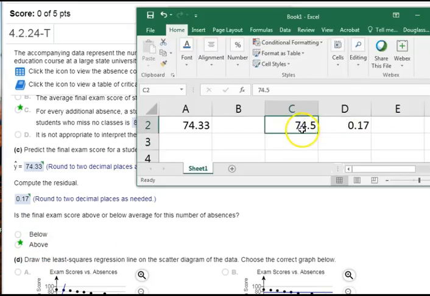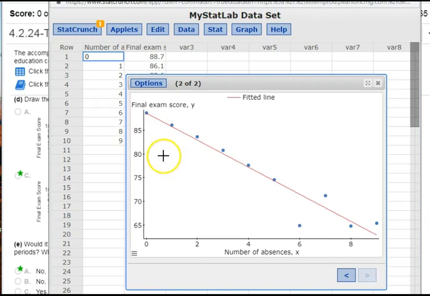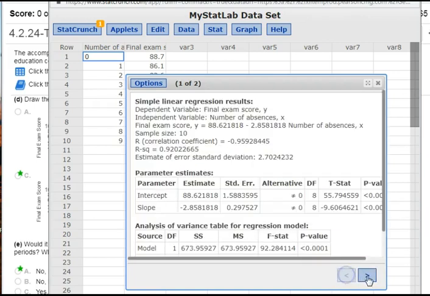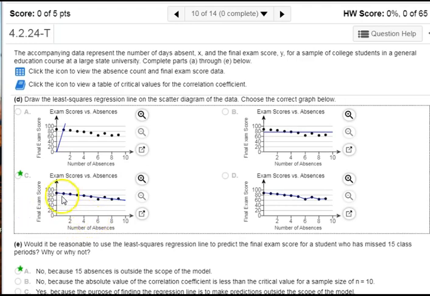You can also just look at it: 74.5 is greater than this, so it's above that score. The next question is about drawing the scatter plot with the least squares regression line, and you can get to that here in StatCrunch. Just notice where the points fall above and below the line, and you can match it up. The scales are a little different, so you don't get the exact same look, but the way the points fall above and below the line will be the same.